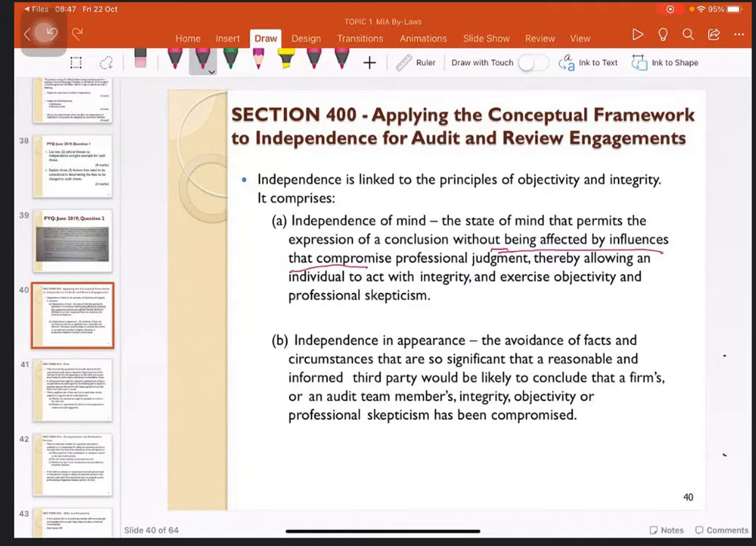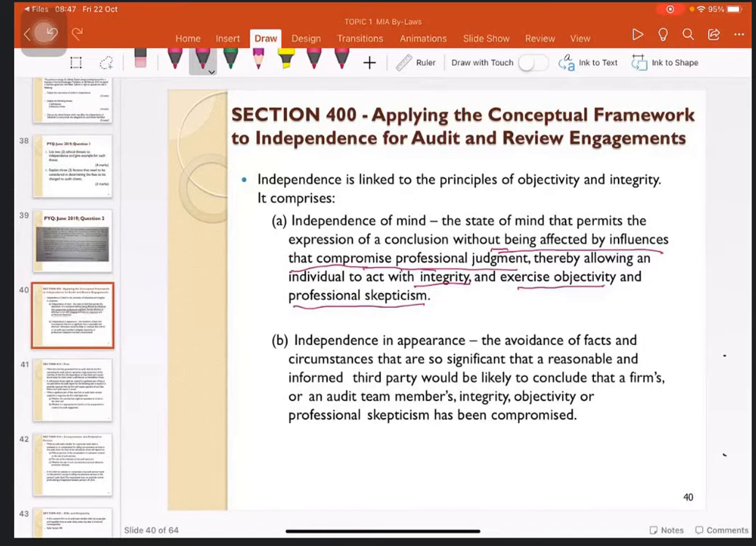Throughout your audit work, you are able to maintain an unbiased attitude. Nobody can influence you when you make the decision; you need to use your professional judgment. So when we say independence of mind, it means that when you conduct the audit, you have to maintain high integrity and be very objective. Then we also need to apply professional skepticism.